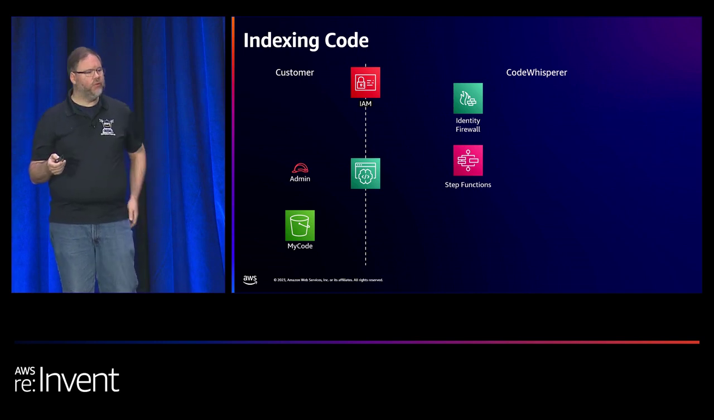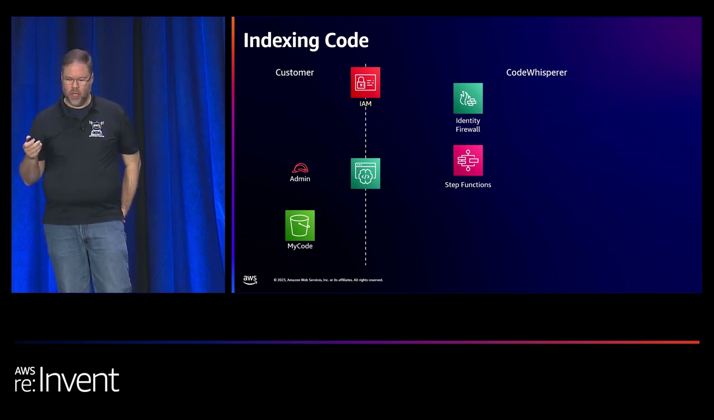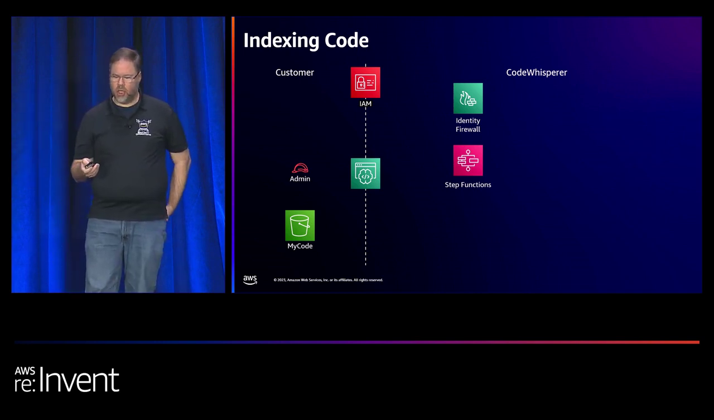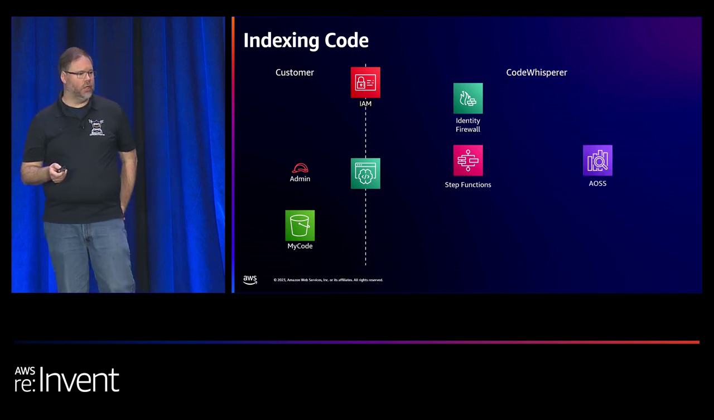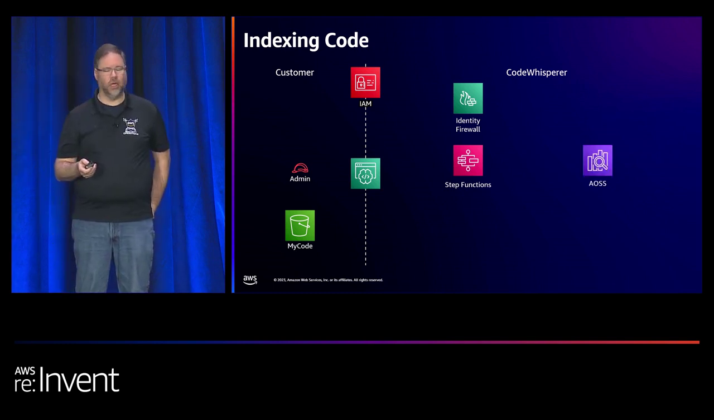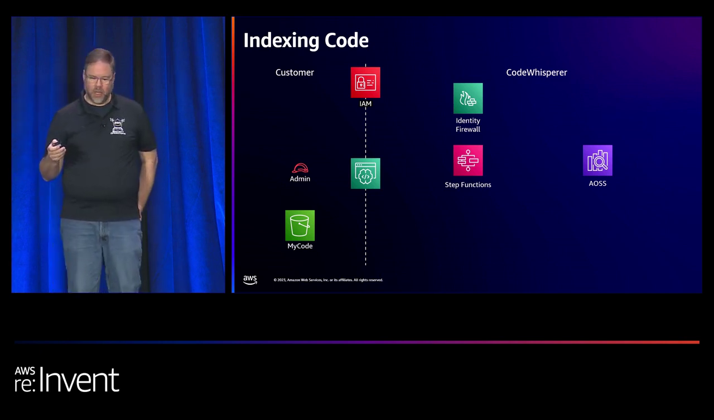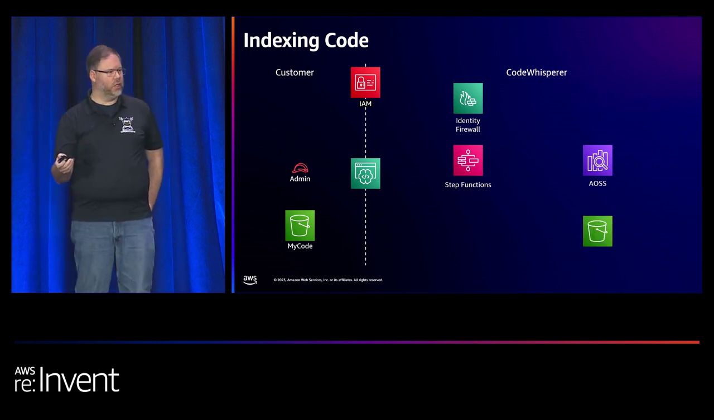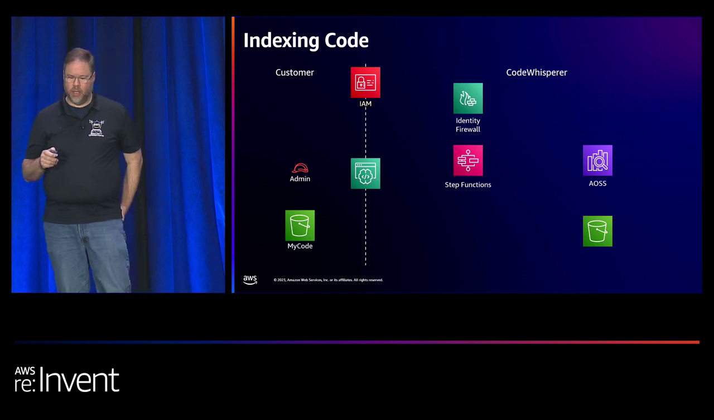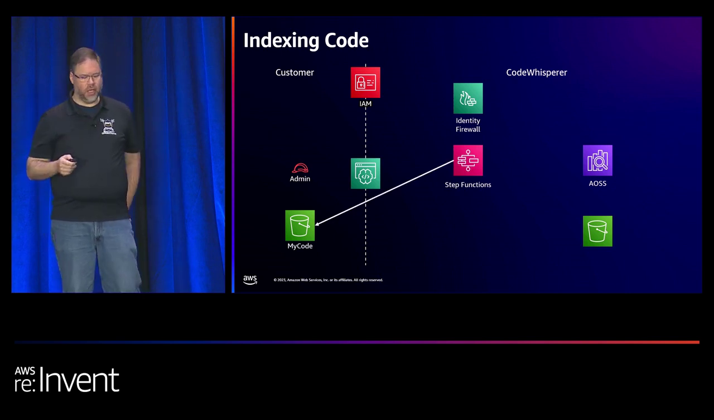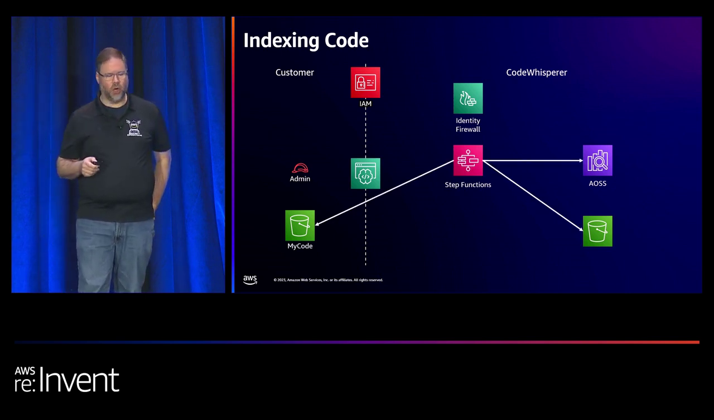So now that we've fetched the code, we need to index it. The index that we use while generating code completions is stored in Amazon OpenSearch Serverless. This was actually in Adam's keynote yesterday. We're currently using RAG, Retrieval Augmented Generation. And so there's some additional data that we need that's stored in our own S3 bucket. So we fetch the data, we start indexing it, we write it to our own data stores.